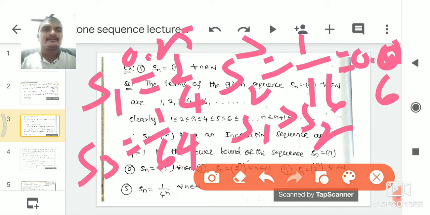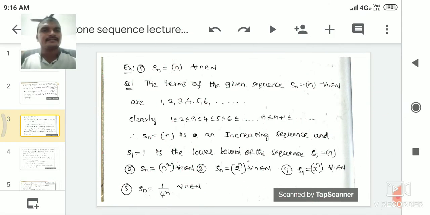So the given sequence Sn is equal to 1 by 4 power n is not an increasing sequence. Whenever a sequence satisfies the condition S1 is less than S2 and S2 is less than S3 and so on, then we say that the given sequence is an increasing sequence. But here we have S1 greater than S2. That's why the sequence Sn equal to 1 by 4 power n is not an increasing sequence. Okay, and next slide.